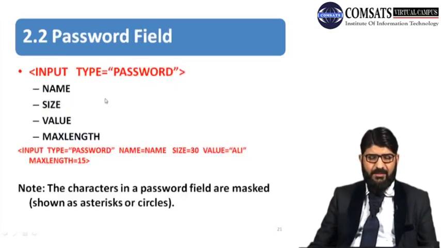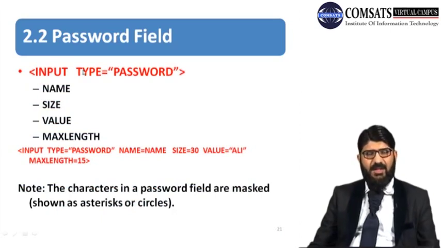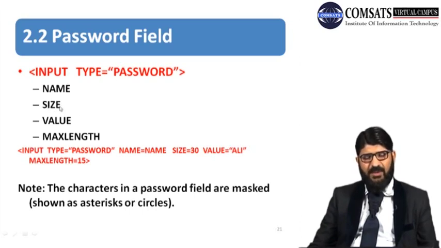Moving ahead, the second field. The second field is the password field. So input type is password, and it has 4 attributes: name, size, value and maximum length. Name is whatever name you want to give. The size is basically the size of the box that you want to give. And value, for example, Ali, is what you want to display by default, and maximum length is what you want to take from the user.